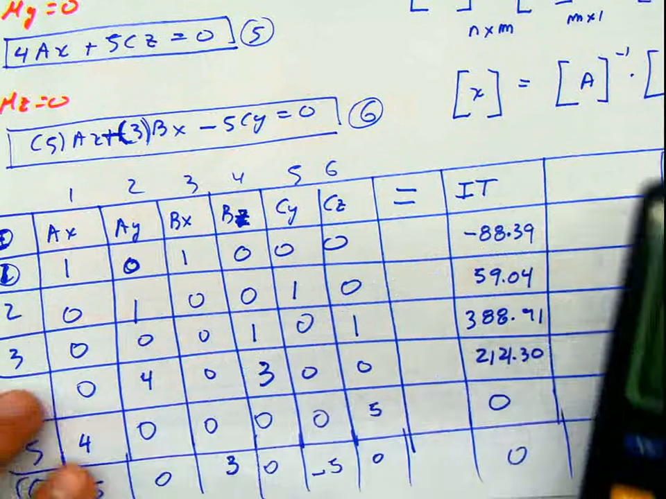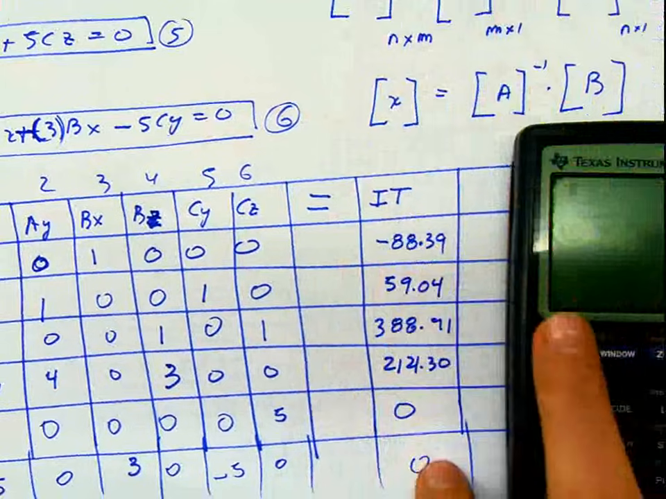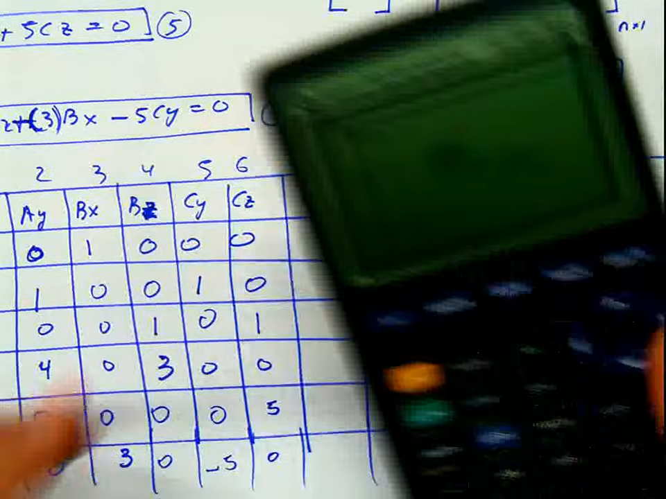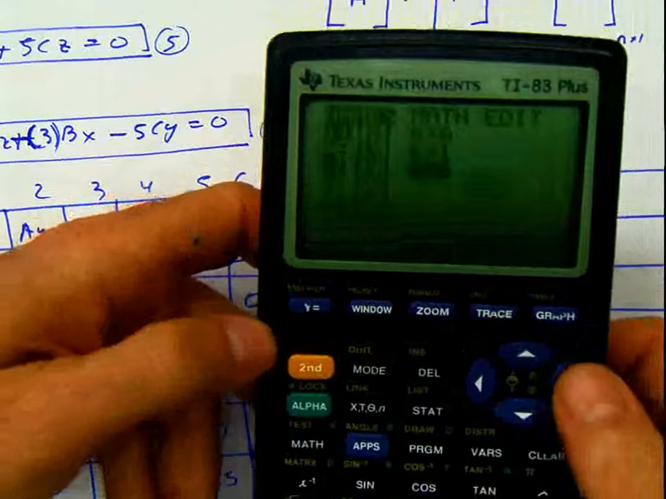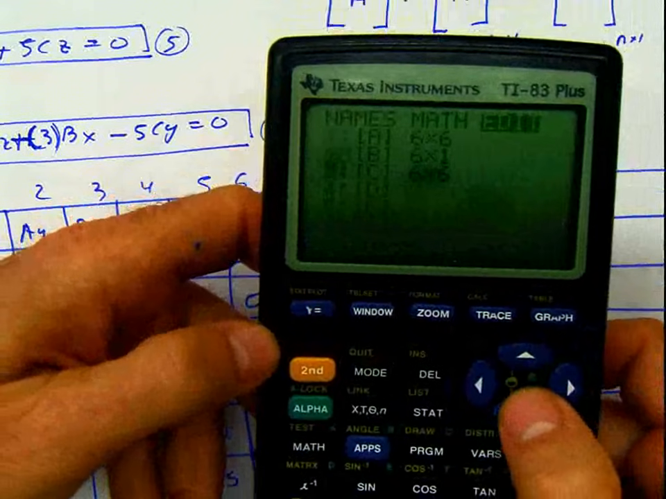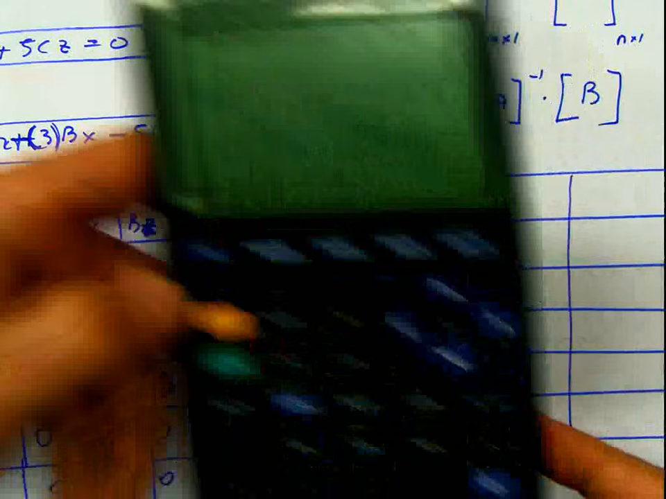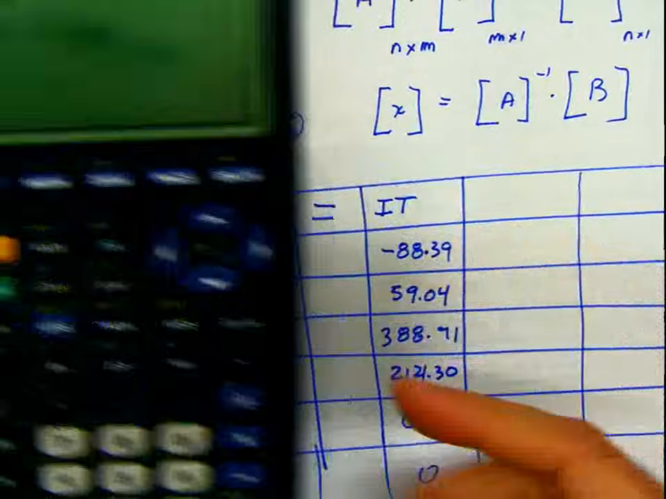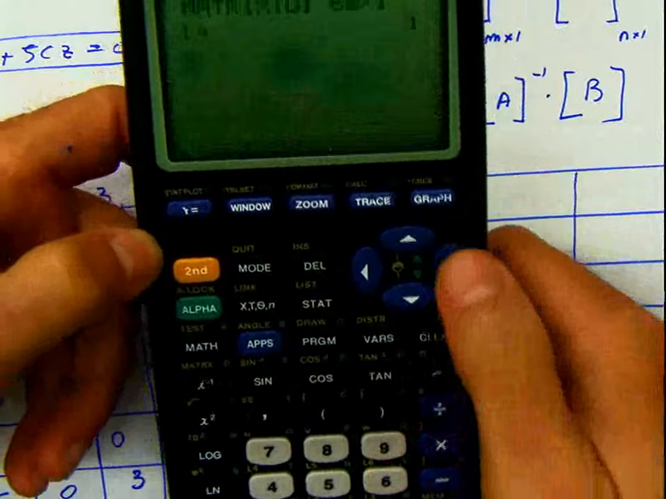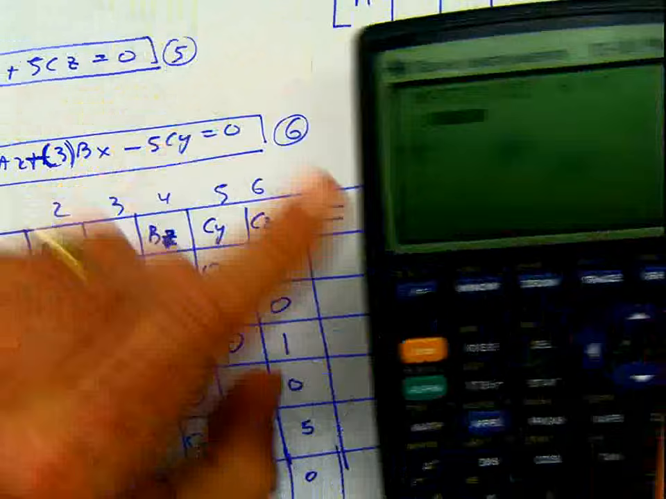Now same thing. Now we have to introduce the independent term. The independent term is this one here. So we're going to do the same approach. Second, matrix, edit, and then we're going to go to the D. I'm going to create a new one called D. And what is the dimension of this? This is 1, 2, 3, 4, 5, 6 by 1. 6 rows, 1 column. 6 by 1. Hit enter and start introducing your coefficients.